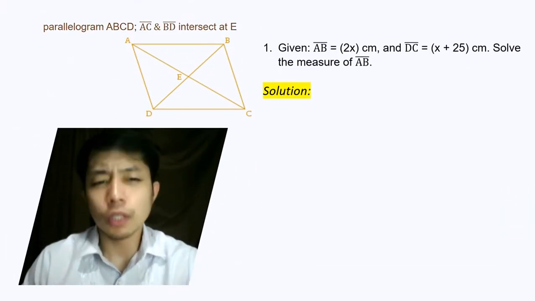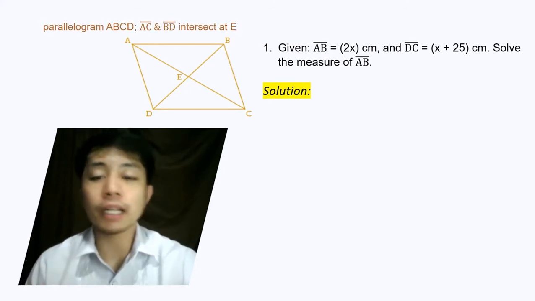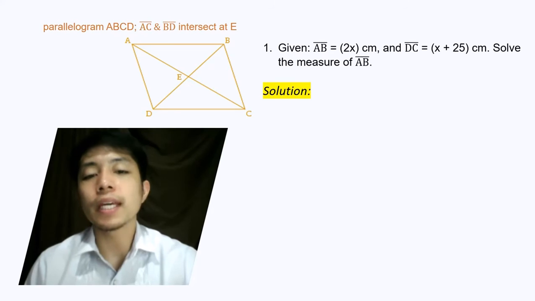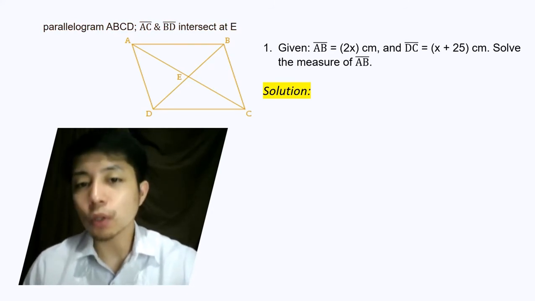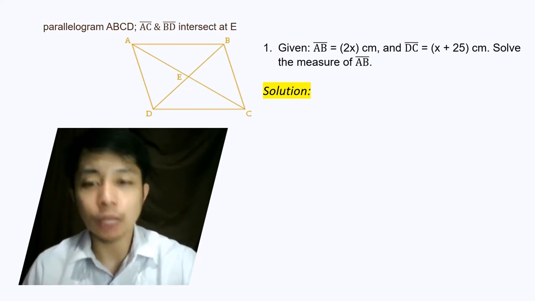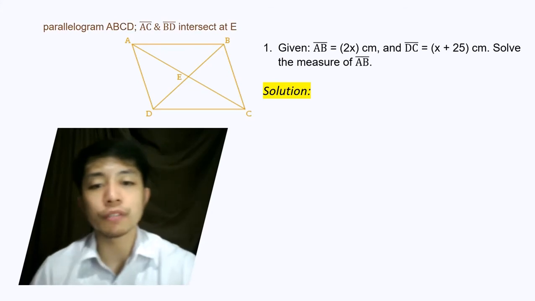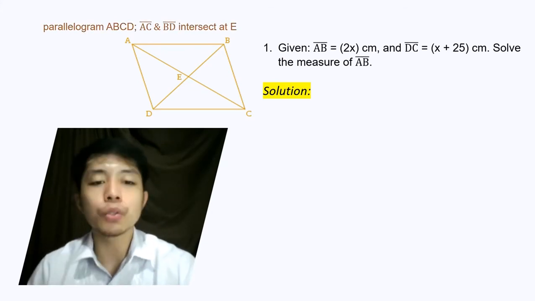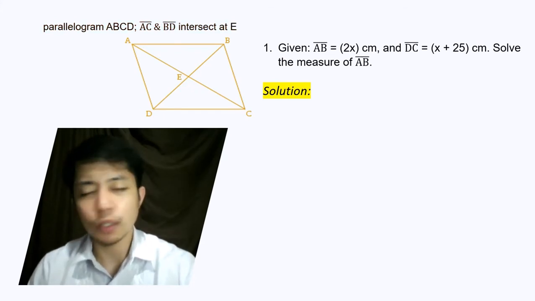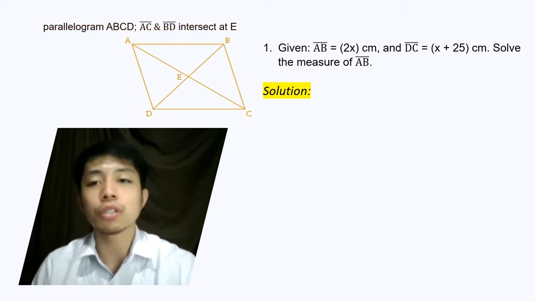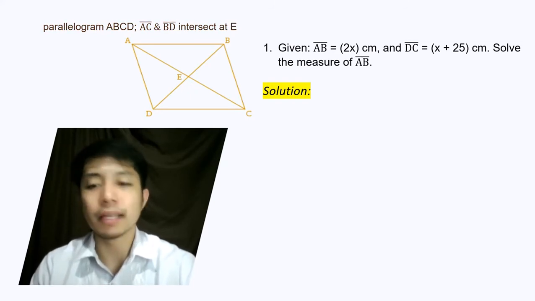Okay, so let's be more applied. Let's solve a problem. Now, the given parallelogram is ABCD with diagonals AC and BD that intersect or meet at point E. Using the given conditions on problem 1, let's solve the measure of side AB. First, know that we are after the side measure of AB, and then simply recall the properties and conditions we tackled. Choose one of them that best satisfies the problem.